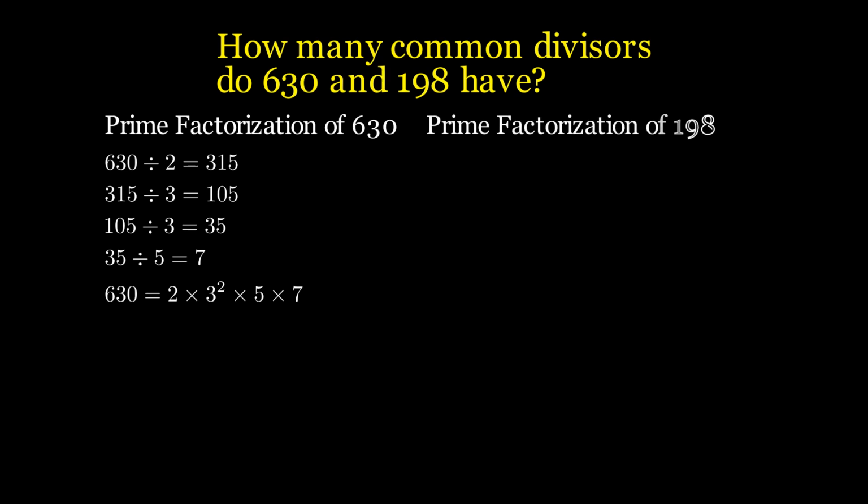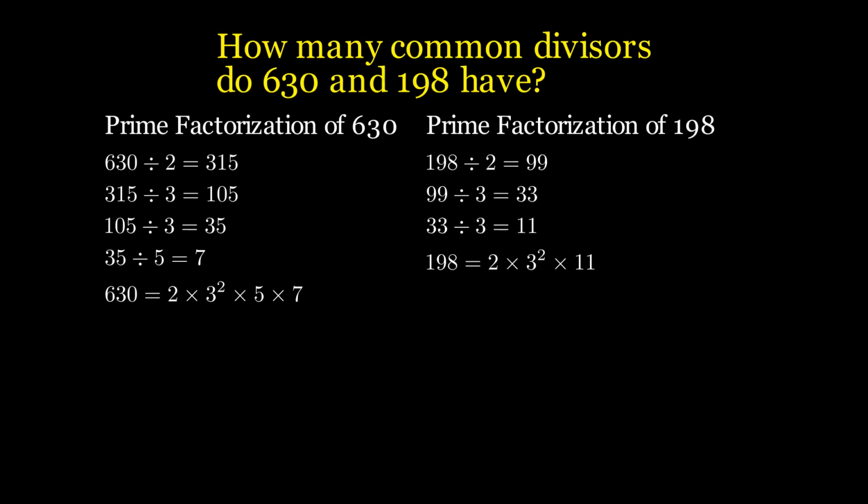Now, let us factorize 198. 198 is divisible by 2. Dividing gives 99. 99 is divisible by 3. Dividing gives 33. 33 is again divisible by 3. Dividing gives 11. Finally, 198 equals 2 times 3 squared times 11.